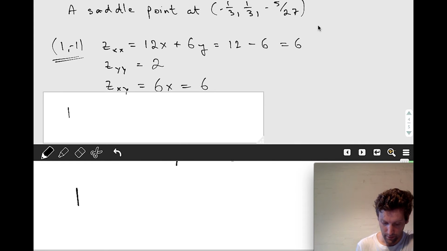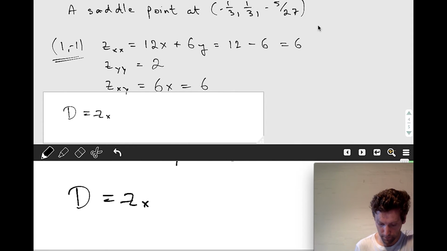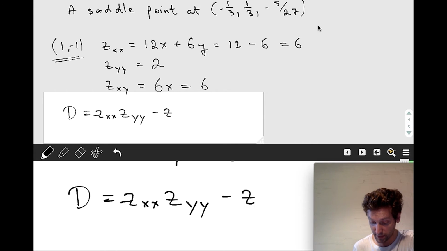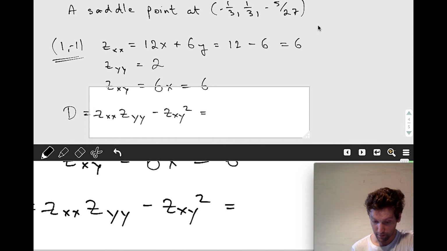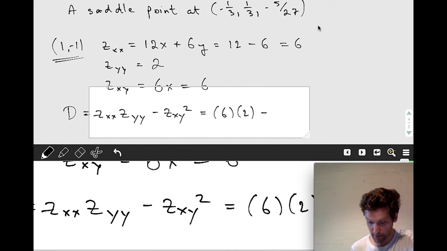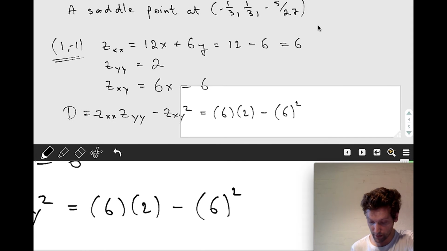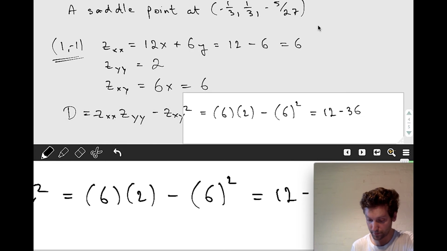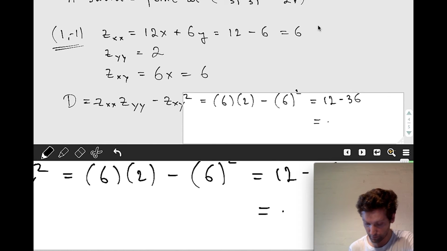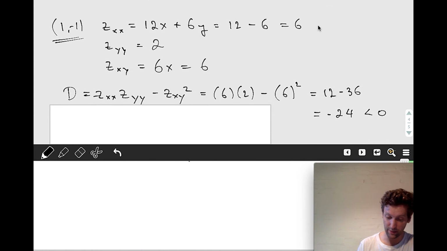So our function D, zxx times zyy minus zxy squared, is going to be equal to 6 times 2 minus 6 squared. So that's equal to 12 minus 36. It's equal to minus 24, which is less than 0. So we're dealing with a saddle point again here.